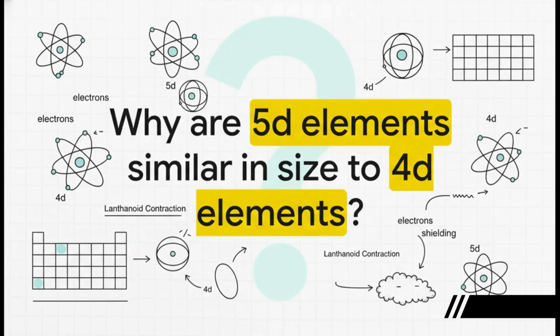I'm going to leave you with a real rank booster question here, a classic. Using what you now know about lanthanoid contraction, can you explain why the elements in the 5d series have atoms that are almost the exact same size as the 4d elements right above them? The answer is hiding in everything we just talked about.